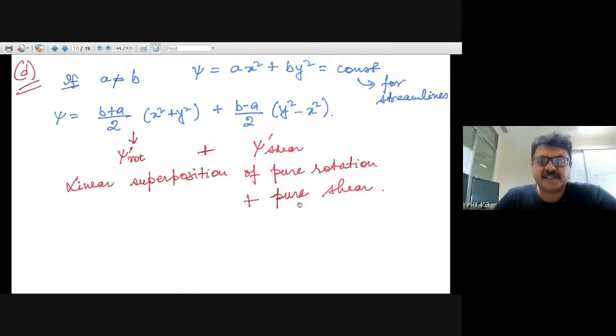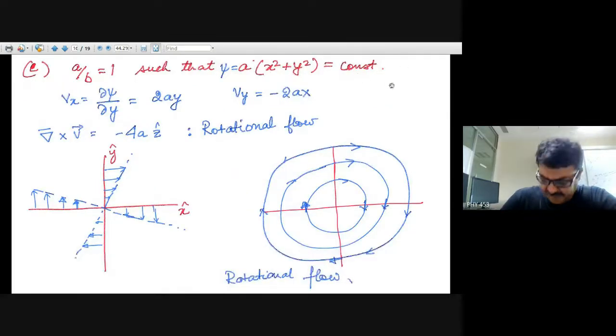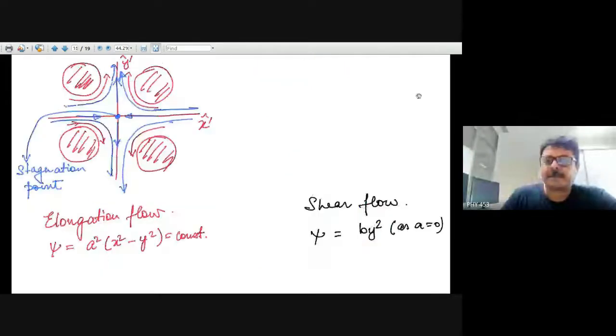Last case is basically, suppose A is not equal to B, and then psi, the stream function, is ax square plus by square, and this is equal to constant. If you want to look at the streamlines, I'm writing constant here, but that defines the streamlines, because v dot grad psi equal to 0. That's how we get this.